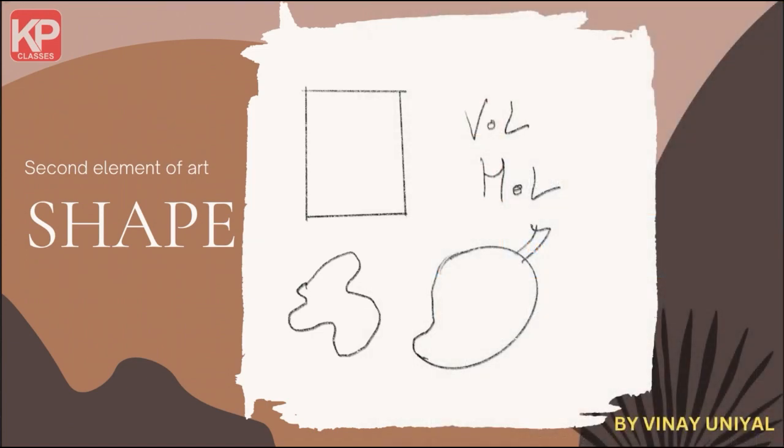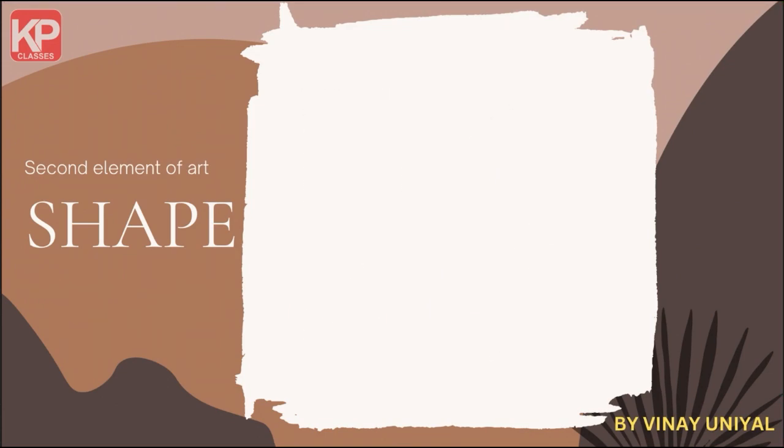Now let's discuss the types of shapes we have here. So generally, what types of shapes do we have? We have two types of shapes. The first one is called geometric.